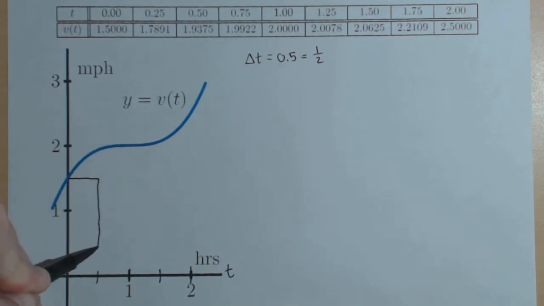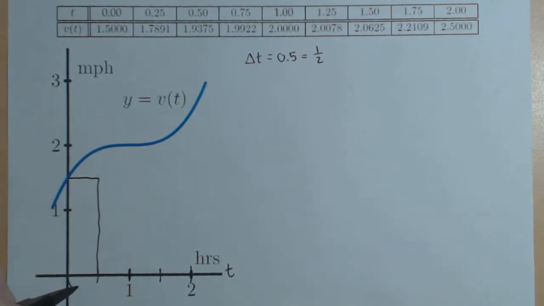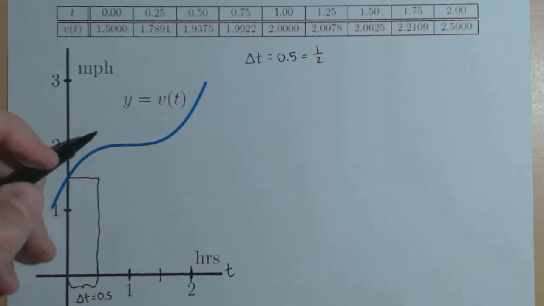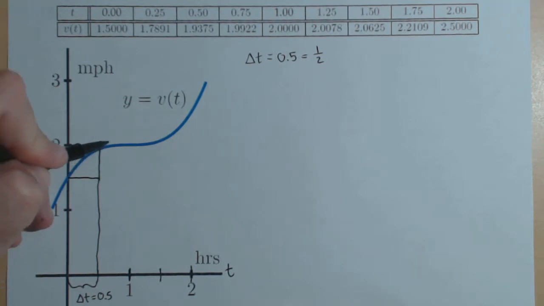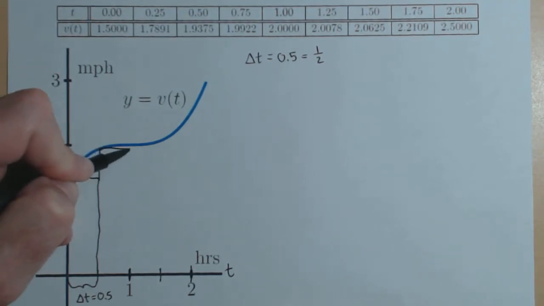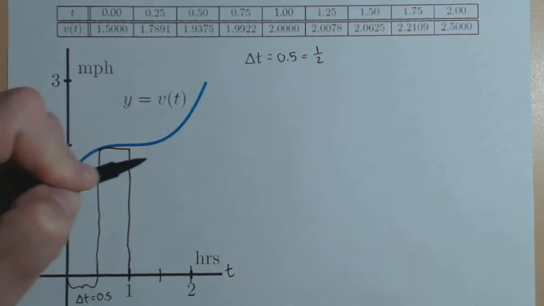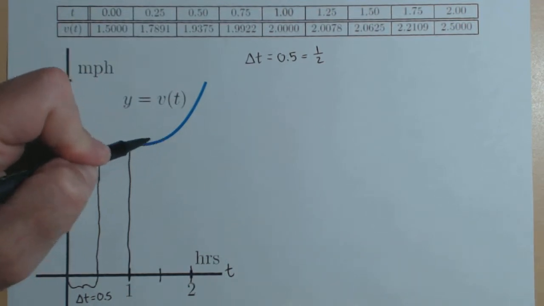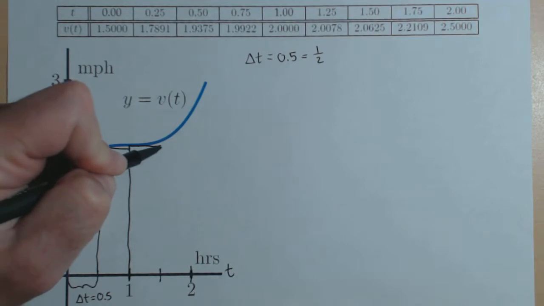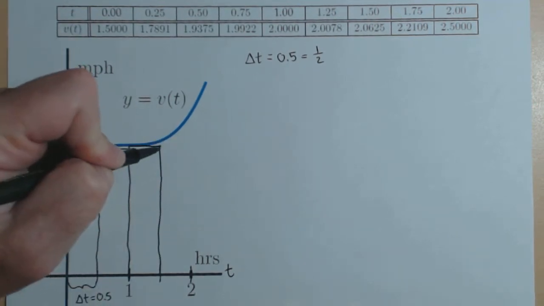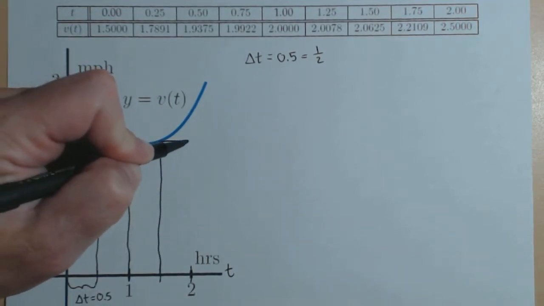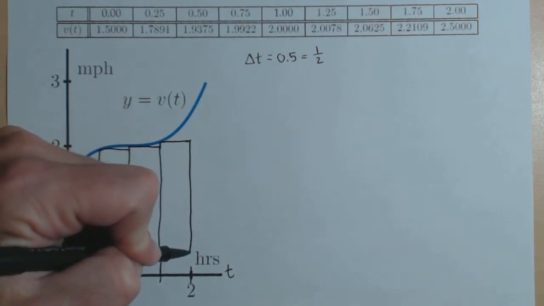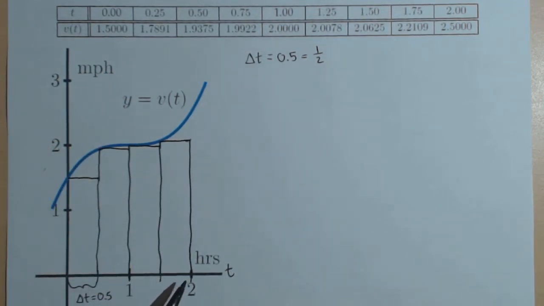So I'm going to draw a rectangle here. All of them will have the same width. That's our delta t equals 0.5. I'm going to draw another one up to the function and then across until I hit 1. Here's another rectangle, and I come across and down, and I'm going to draw one more rectangle here. So what we can see is breaking up the interval from 0 to 2 with a delta t of 0.5 leaves us with 4 rectangles to estimate the area.